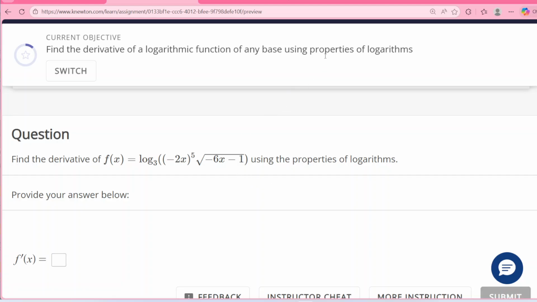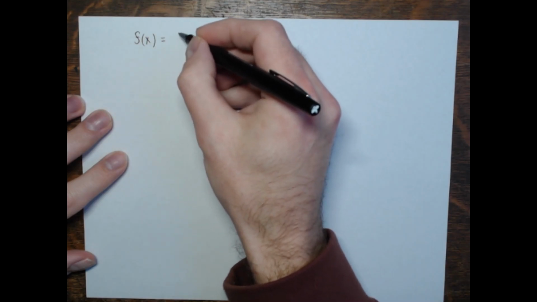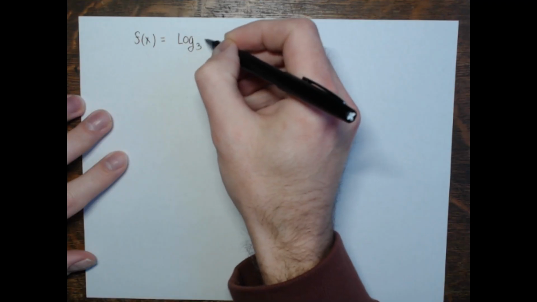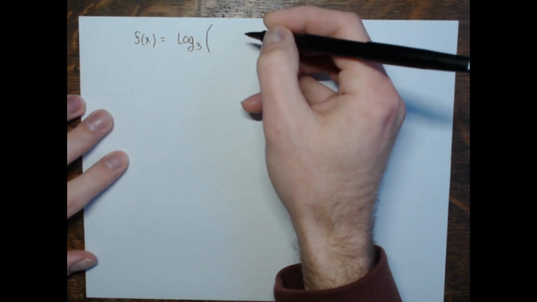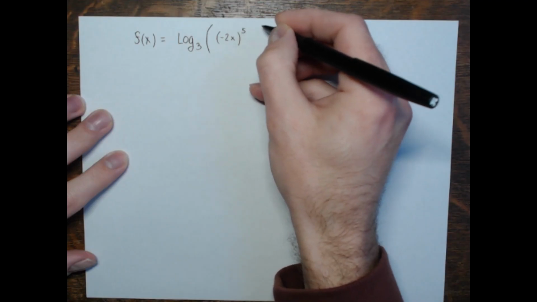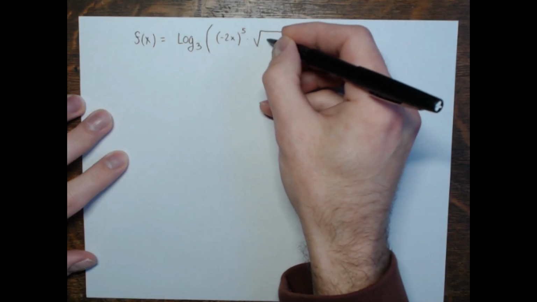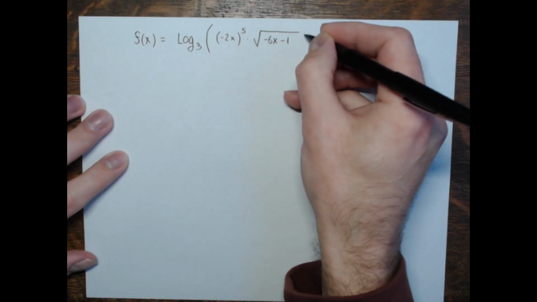So once again, asked to use some properties of logarithms to rewrite this. Okay, so let's do that. So here's the original. Got the log base 3 of, and then negative 2x to the 5th power times the square root of negative 6x minus 1.